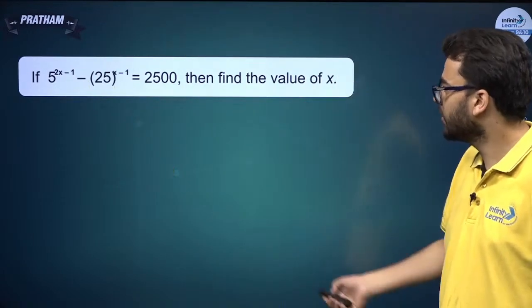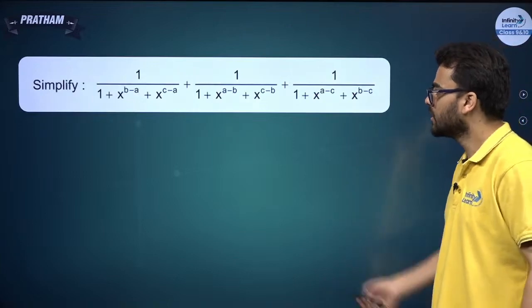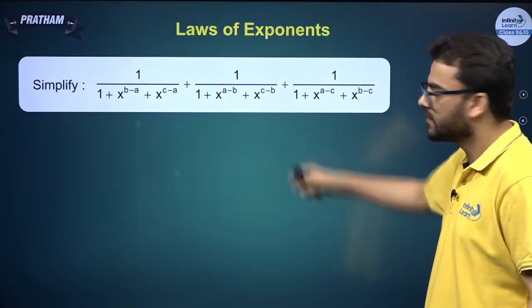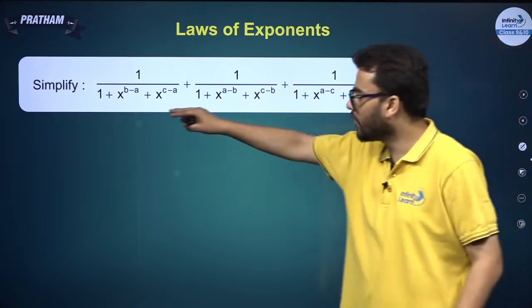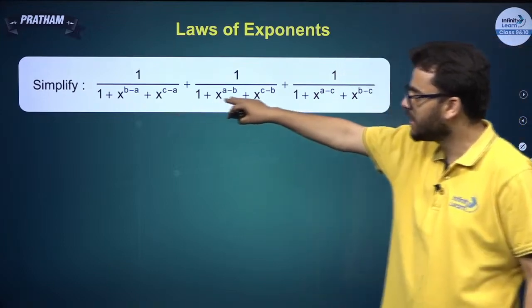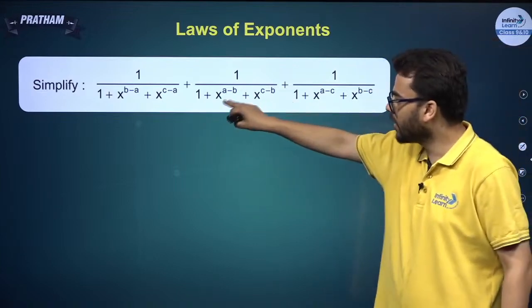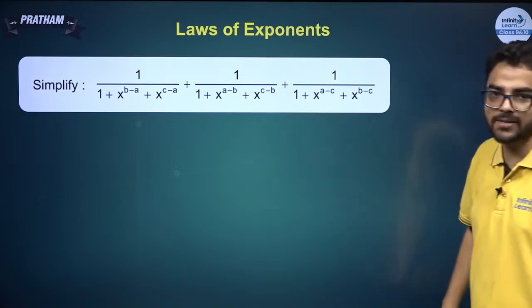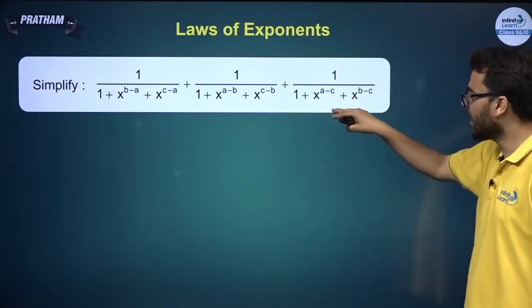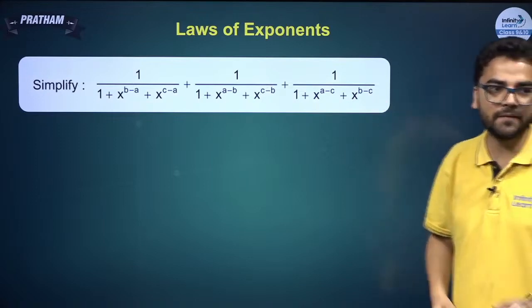Try doing this one. So I had given space for this same question. Can you try to find the value of this expression and let me know the answer? 1 divided by 1 plus x raised to the power b minus a plus x raised to the power c minus a, plus 1 divided by 1 plus x raised to the power a minus b plus x raised to the power c minus b, plus 1 divided by x raised to the power a minus c plus x raised to the power b minus c. Can you simplify this thing?